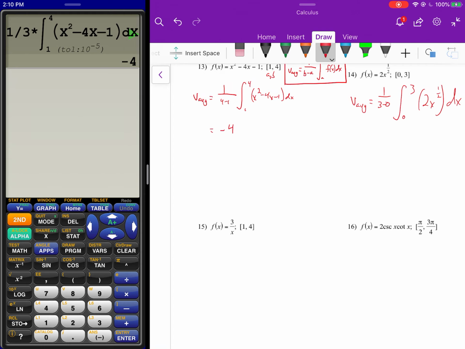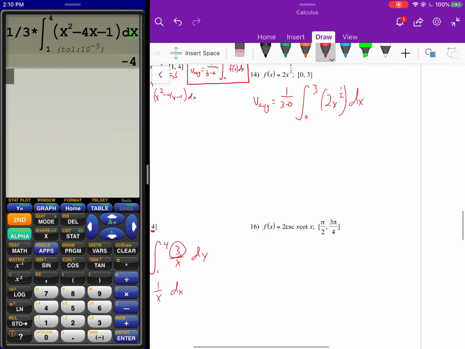Same thing with 15. The average value is going to be 1 over 3 again, because it's 4 minus 1. Integral from 1 to 4 of 3 over x dx. If you're doing this by hand, or pencil and paper, remember you can bring out a constant, so the 3 cancels with the 1/3. And you're actually just going to do the integral from 1 to 4 of 1 over x dx. And you think, the derivative of what gives you 1 over x? And that's natural log. Anyway, you could keep going through that and solve.